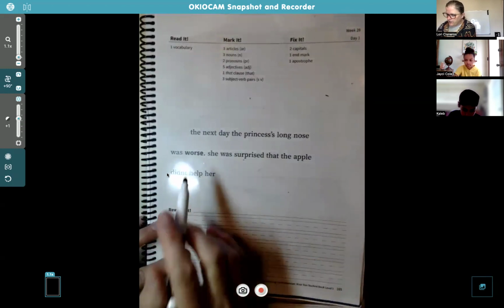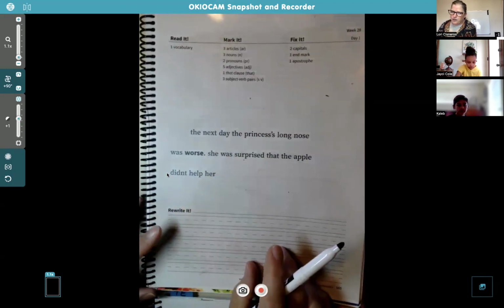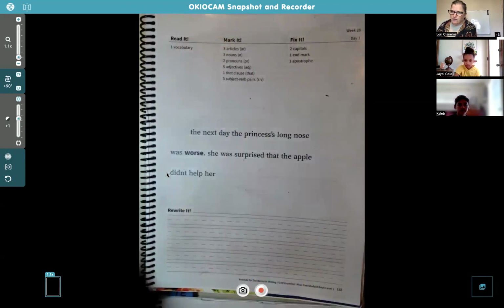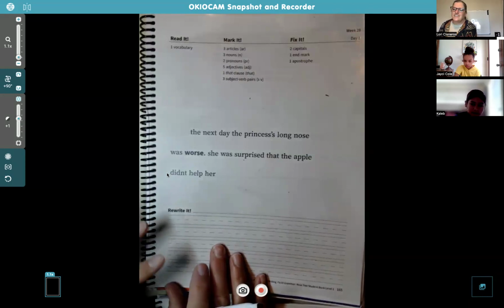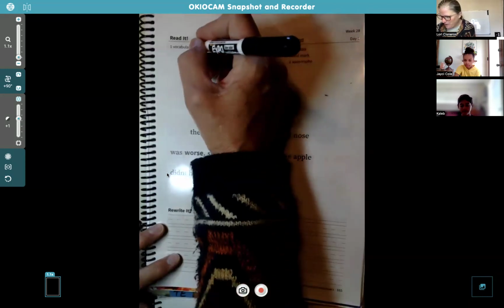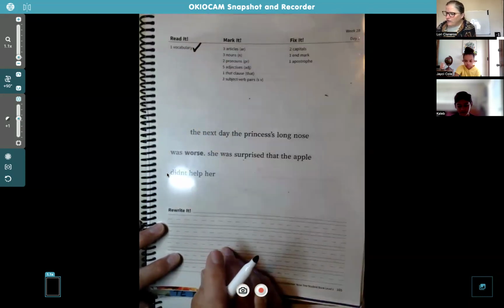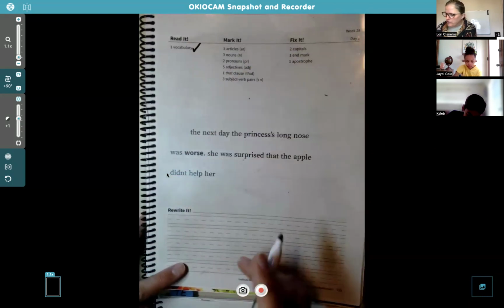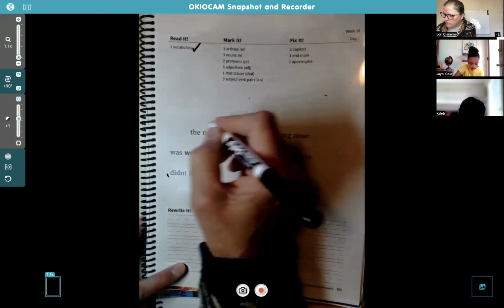So worse is our vocabulary, and it just means like poorer health, right? It's just getting worse and worse. It's not getting better. It's the opposite of that. Kaden? I was going to say it's like the opposite of better. Yes, you're right. We were thinking the same thing. Okay, and then we have our 3 articles. Go ahead and find those by yourself and mark those.